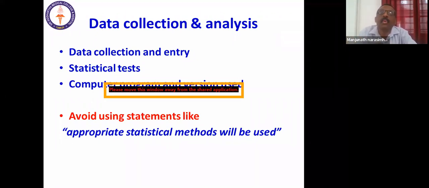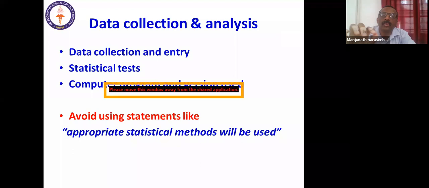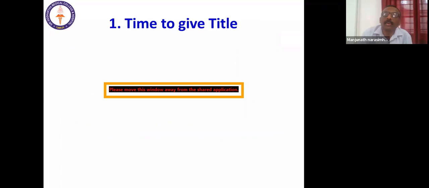And next is, what are the statistical tests which you are going to administer? Do not write "appropriate statistical methods will be used." You have to mention what statistical test. If it is a categorical variable or non-categorical variable, if you want to compare, what test you are going to administer, including sensitivity, specificity, ROC, what you are going to measure and analyze, all those things have to be mentioned in how you are going to collect data and how you are going to analyze. Avoid using "appropriate statistical methods will be used."